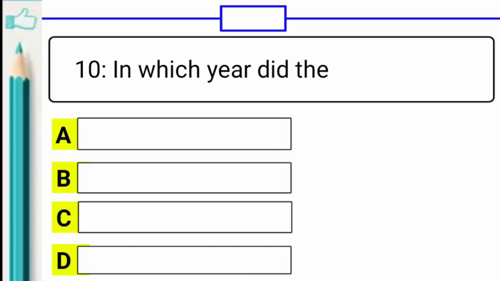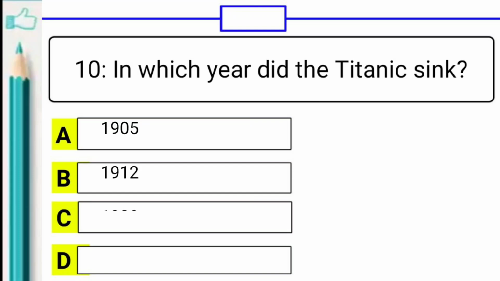Question 10. In which year did the Titanic sink? A. 1905. B. 1912. C. 1920. D. 1931.